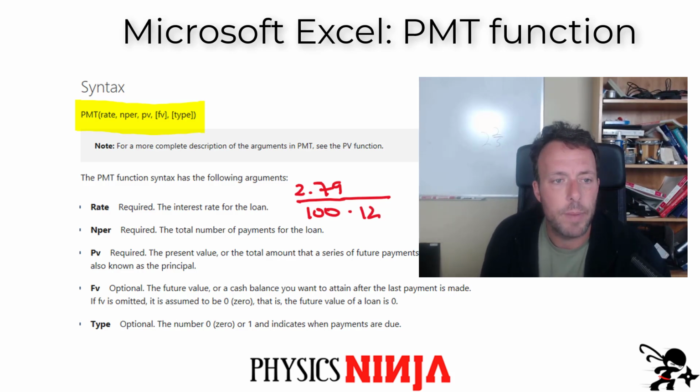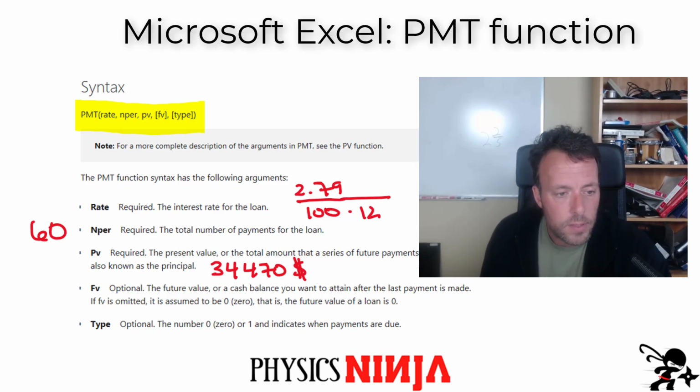Okay, so you also divide that by 12. The total number of payments, again, that was 5 years. So 5 years gives me 60 months for the total number of payments. And how much money did I actually borrow? For me, it was $34,470. Okay, so I give it those 3 values.